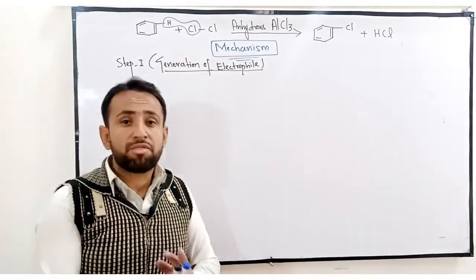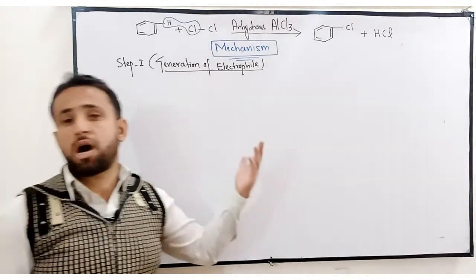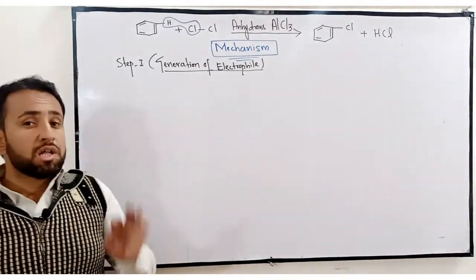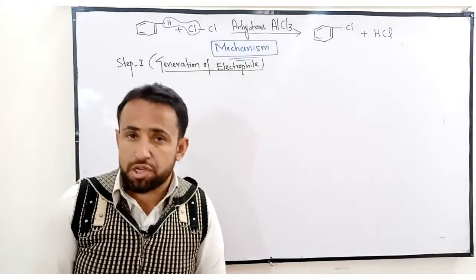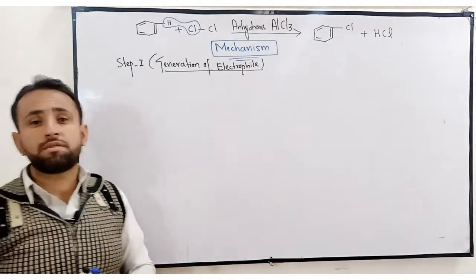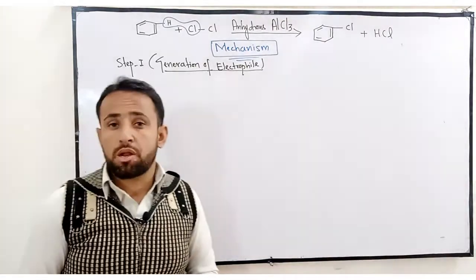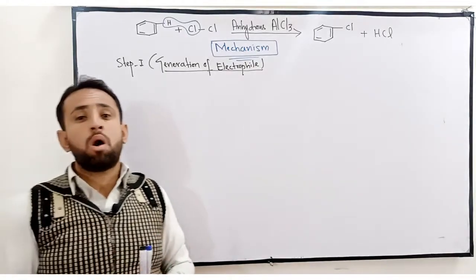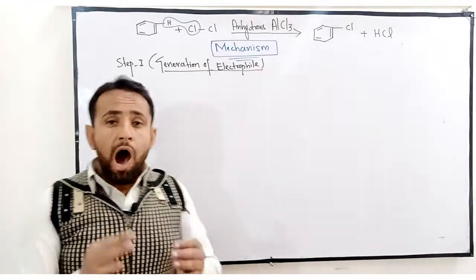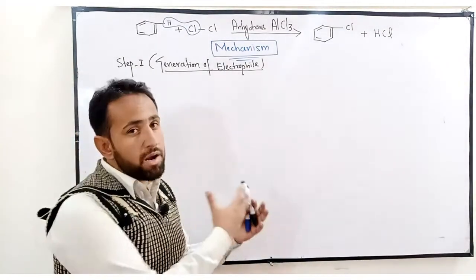Now, I will explain those 2 questions which I asked at the start. Question number 1, why we use a Lewis acid in these types of reactions. To answer this question, listen to the reason. We use a Lewis acid in this type of reaction because the Lewis acid helps us in the formation of an electrophile. How the Lewis acid helps in the generation of the electrophile, we will discuss.